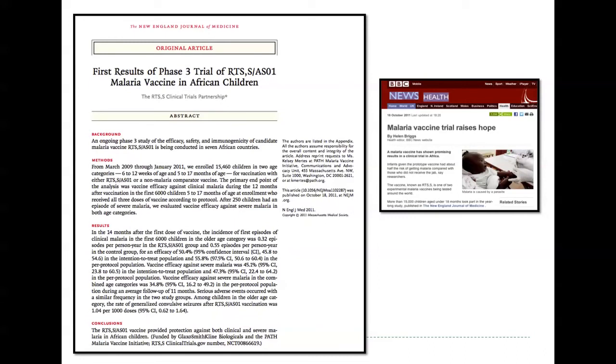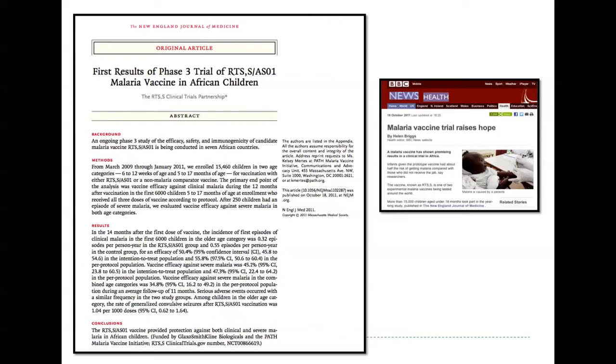vaccines. And just last week or the week before, we had this in the New England Journal of Medicine, first results of a phase 3 trial of this RTS,S malaria vaccine in African children. And this is the first time that we've really had anything that looks like an effective vaccine against malaria. Unfortunately, it's not perfect by any means. It was only giving about 50% protection in this study.